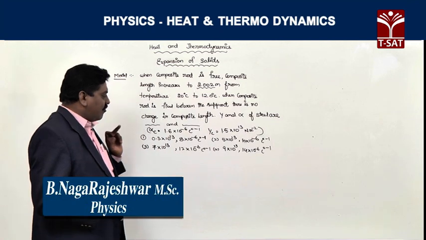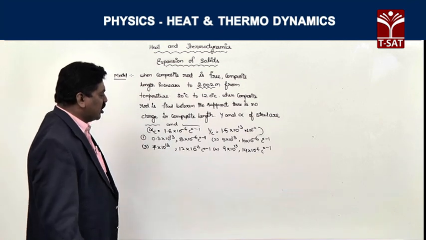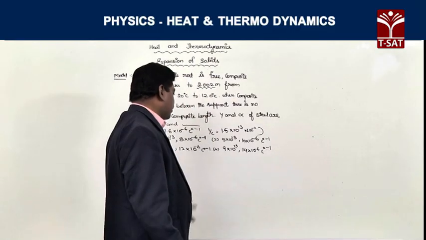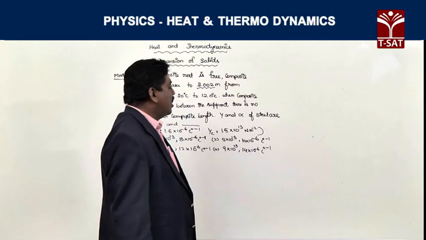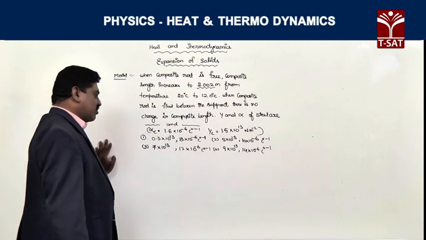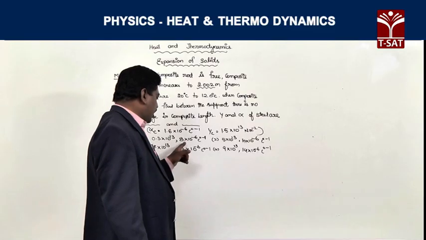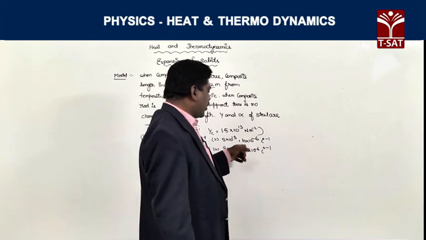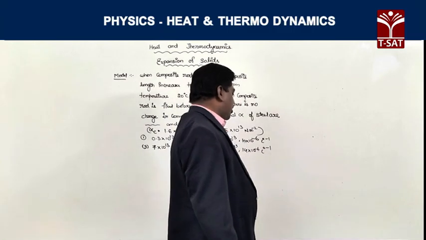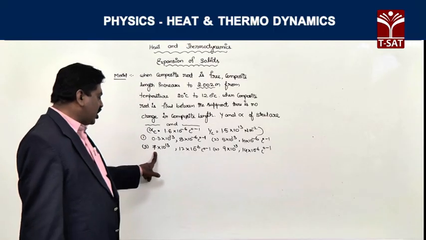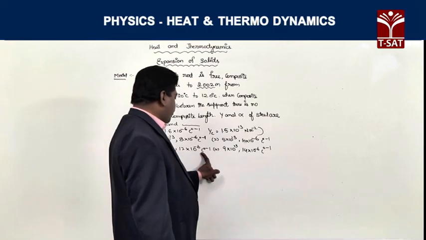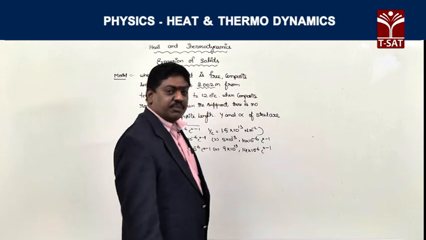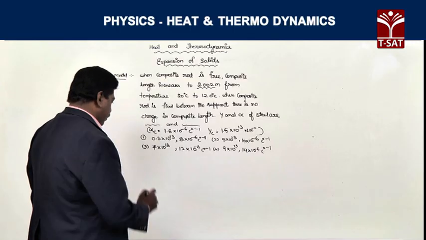we are given alpha of copper as 1.6 into 10 to the power of minus 6 per degree Celsius, and Young's modulus of copper is given as 1.5 into 10 to the power of 13 Newton per meter square. The options are 0.3 into 10 power 13 and 8 into 10 to the power of minus 6 per degree Celsius; 5 into 10 to the power of 13 and 10 into 10 to the power of minus 6 per degree Celsius; 7 into 10 to the power of 13 and 12 into 10 to the power of minus 6 per degree Celsius; 9 into 10 to the power of 13 and 14 into 10 to the power of minus 6 per degree Celsius.